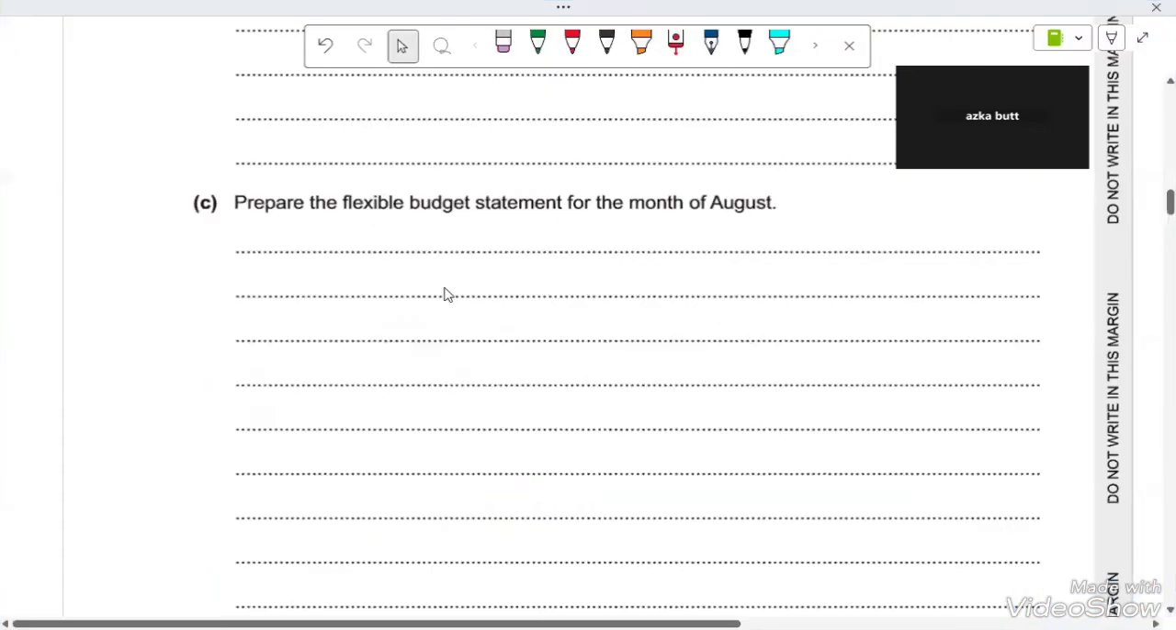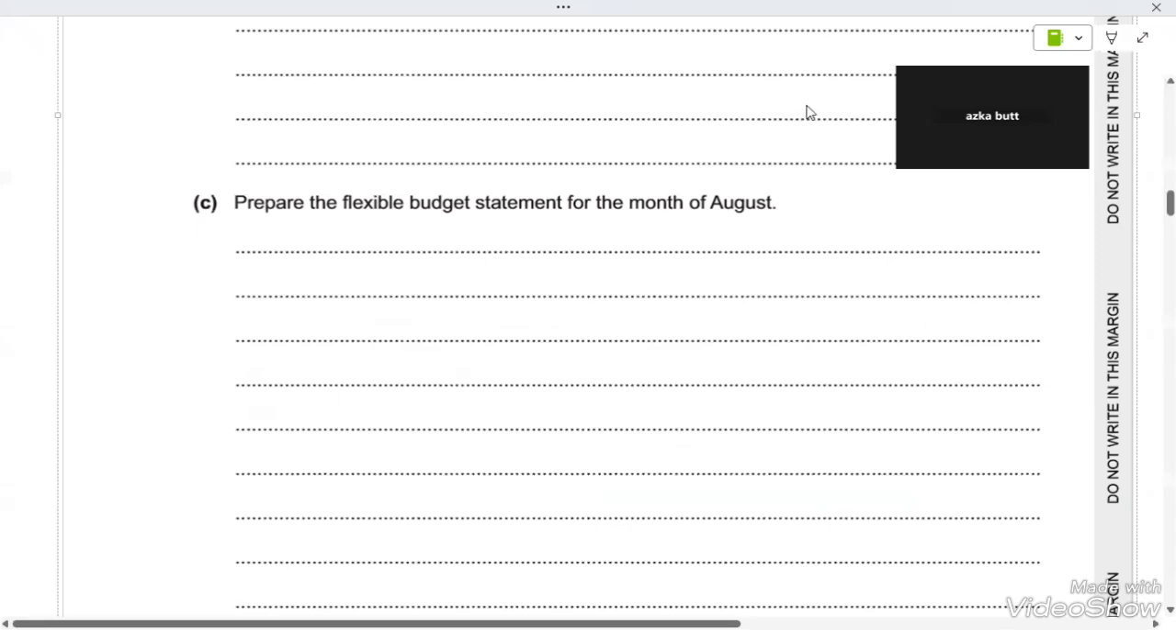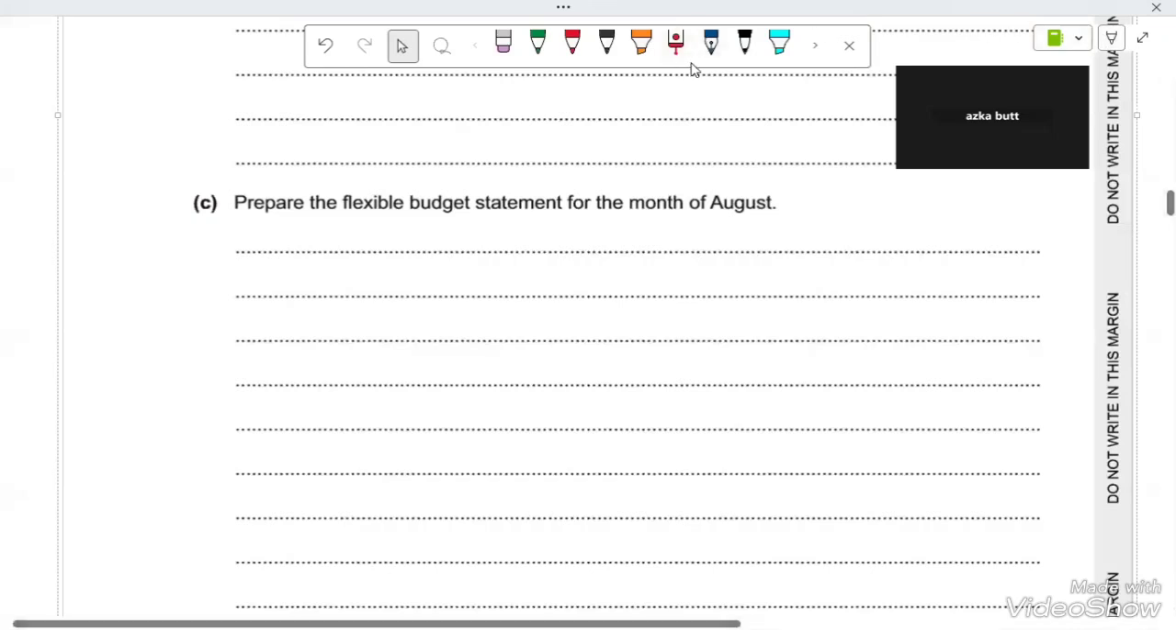Okay, so what was the actual sales revenue? Okay, so actual sales revenue was 2,39,400 and sales price variance was favorable, which is 5,400. So now we need to prepare a flexible budget sales revenue. So what we need to do, we need to deduct the sales price variance, which is favorable, from the actual sales revenue.